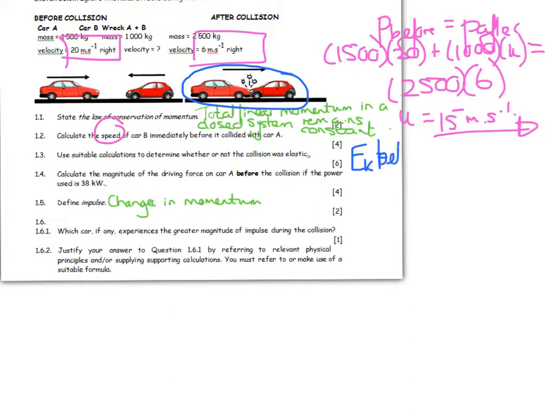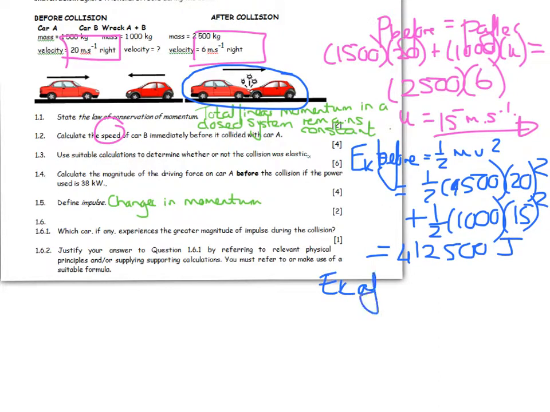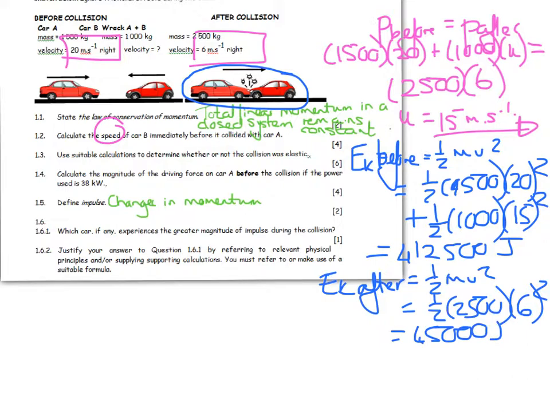You need to say kinetic energy before is equal to a half mv squared, which is equal to a half times 1,500 times 20 squared plus a half of 1,000 times 15 squared. That is the total kinetic energy before, and it comes out to be 412,500 joules. What is the kinetic energy after the collision? It's equal to a half of mv squared, which is equal to a half of 2,500 multiplied by 6 squared, and that is only 45,000 joules. Well, those two are obviously not equal to each other, and therefore it is an inelastic collision.